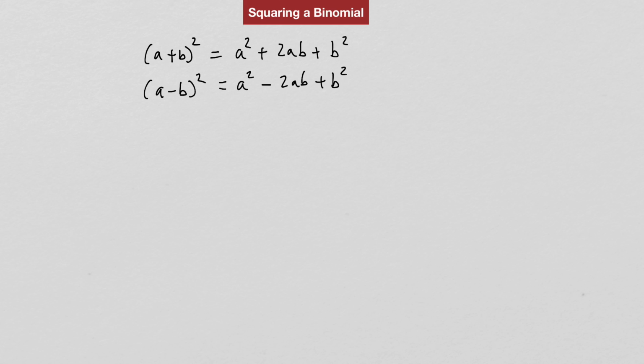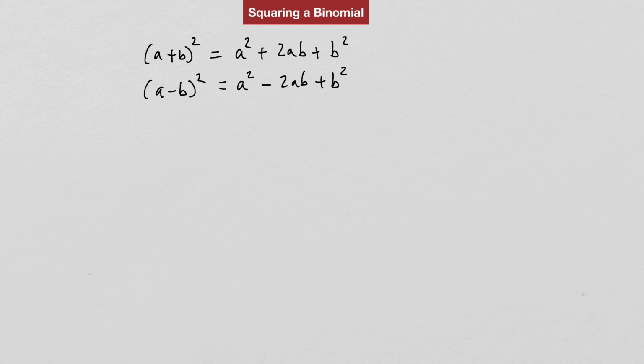Okay, so here are the two formulas. You don't have to remember this. You can always still use the FOIL method, but if you do memorize this pattern, it'll help with your calculations, and it'll help you to multiply polynomials much faster. Okay, so let's take a look at a couple of examples here.